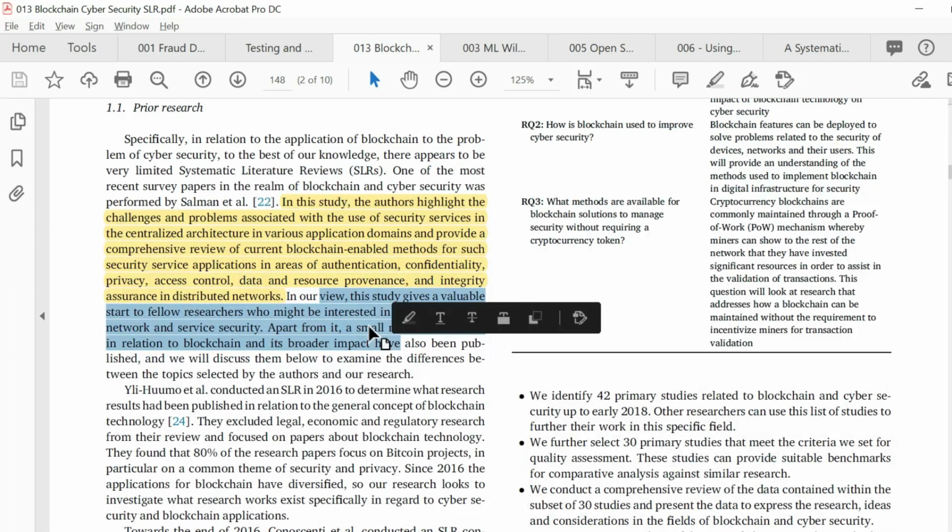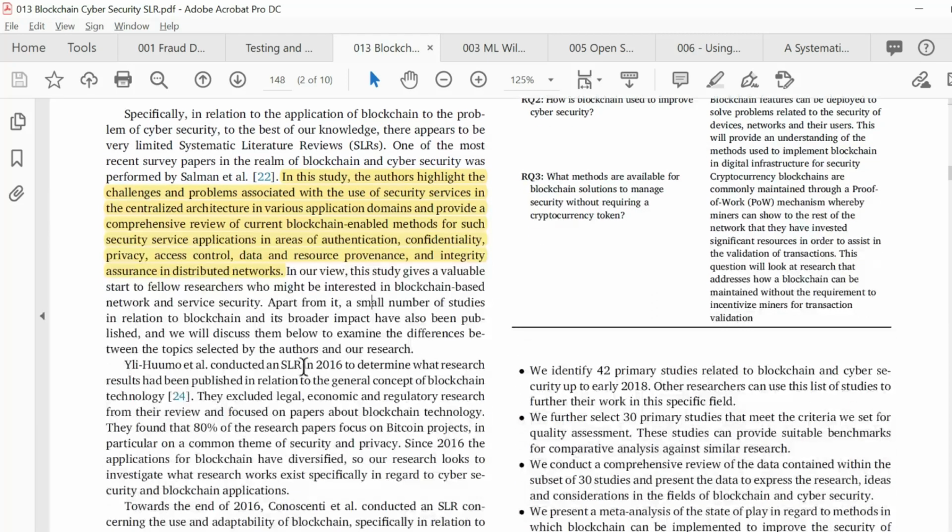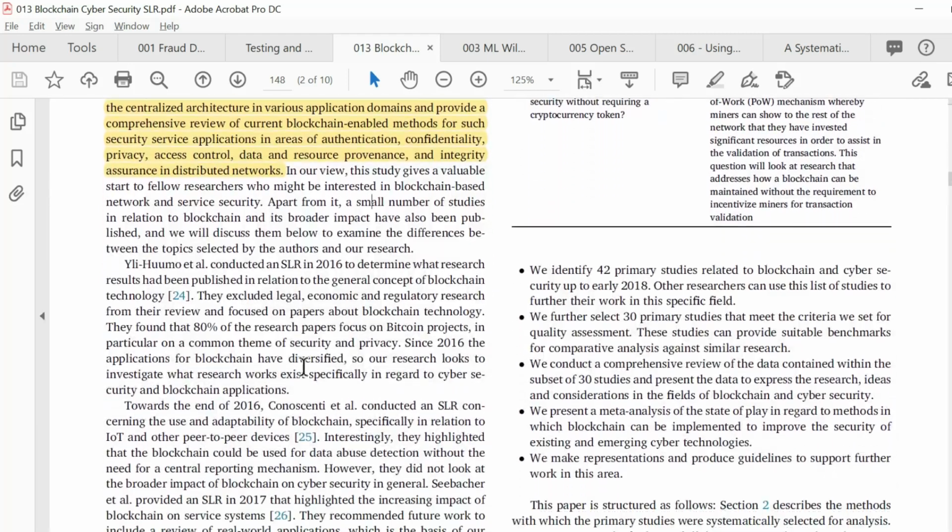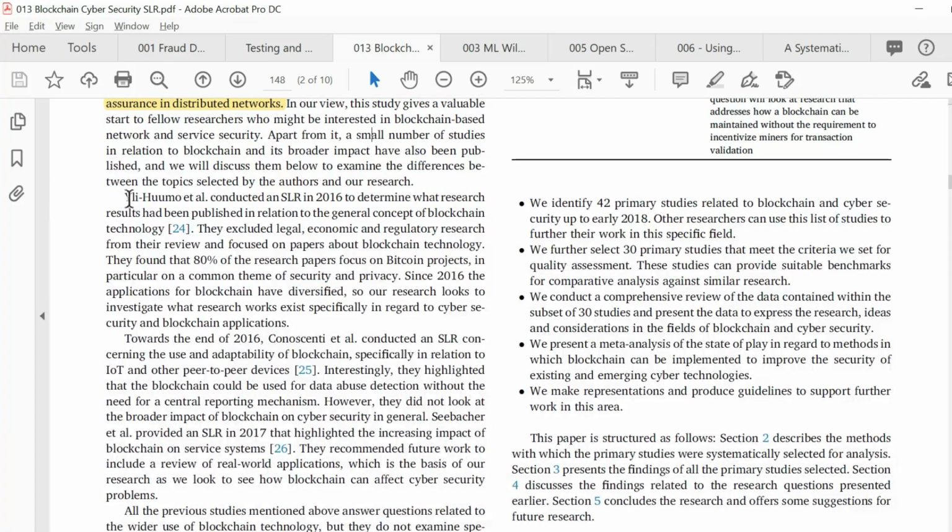So they are saying this paper is published, but other than that, there are a few other papers that are also published. So what are these papers? If we scroll down, we find this paper, which was the SLR published in 2016. And their objective was to determine what research results have been published in relation to the general concept of blockchain technology.